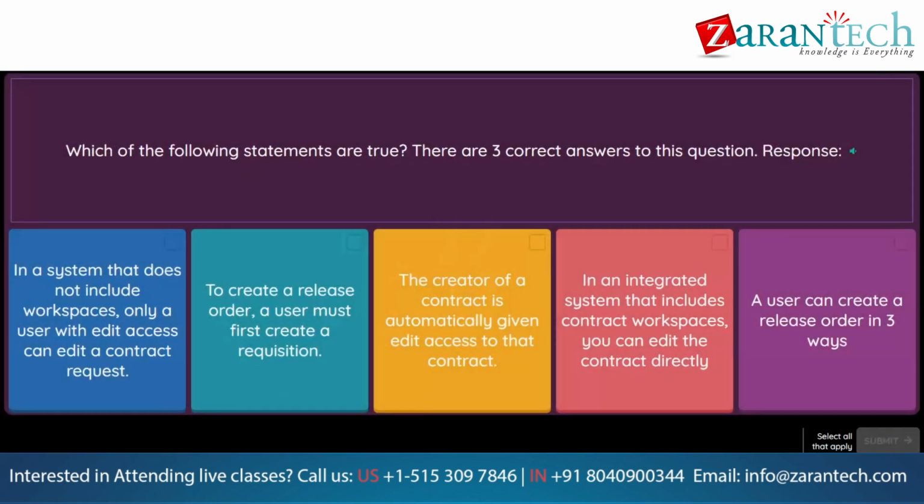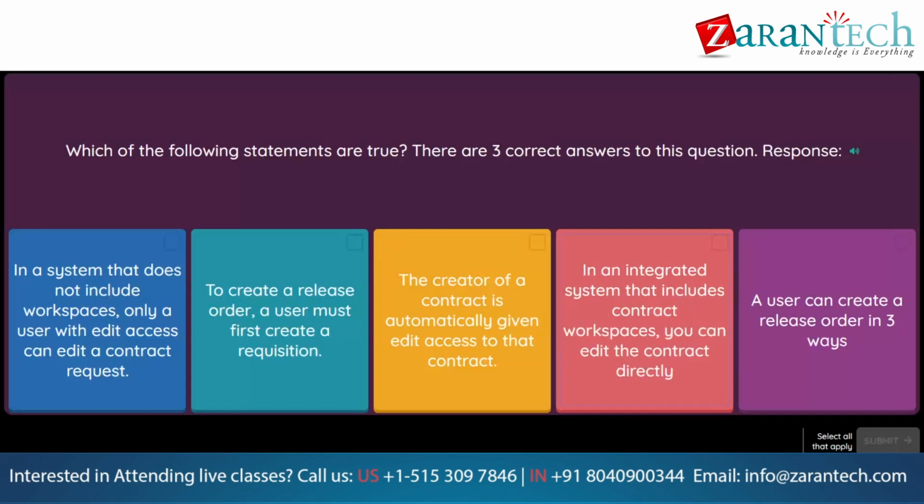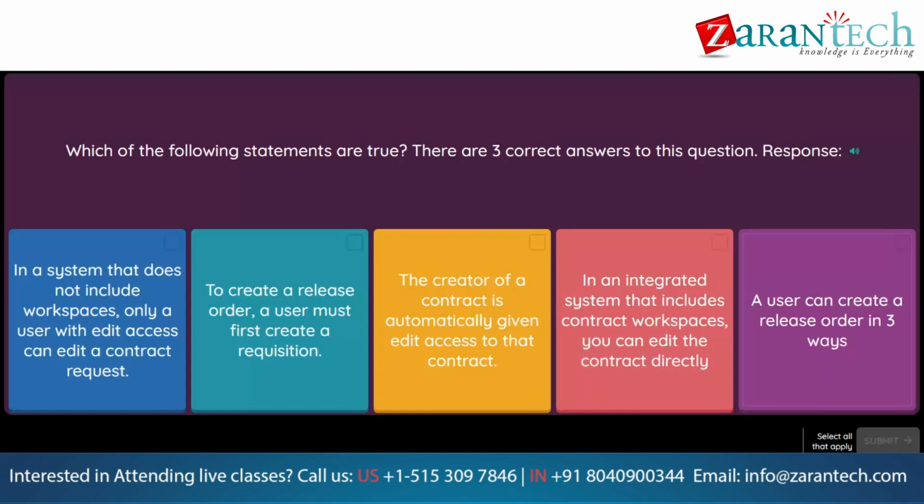Question: which of the following statements are true? There are 3 correct answers to this question. Response: Option 1, in a system that does not include workspaces, only a user with edit access can edit a contract request. Option 2, to create a release order, a user must first create a requisition. Option 3, the creator of a contract is automatically given edit access to that contract. Option 4, in an integrated system that includes contract workspaces, you can edit the contract directly. Option 5, a user can create a release order in 3 ways.